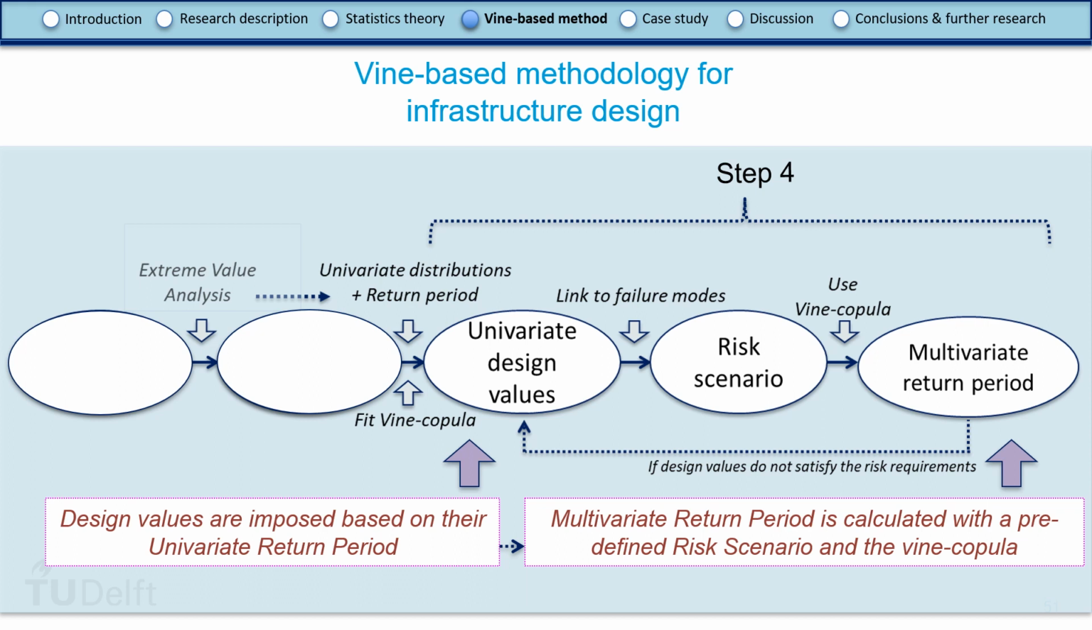So first, the design values are imposed based on their univariate return period. And then we select a risk scenario that represents the failure mode of the structure that we are designing for. And then, with the vine copula, we can calculate the multivariate return period.